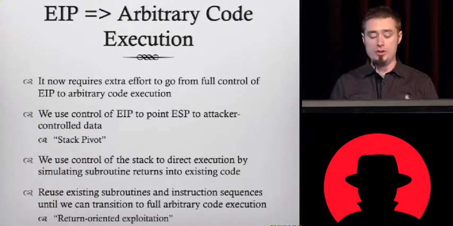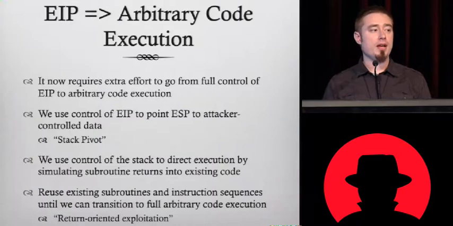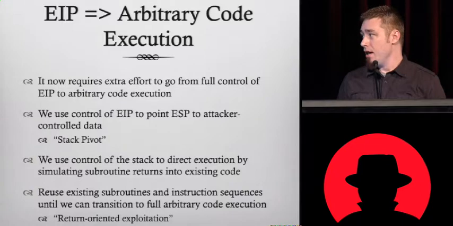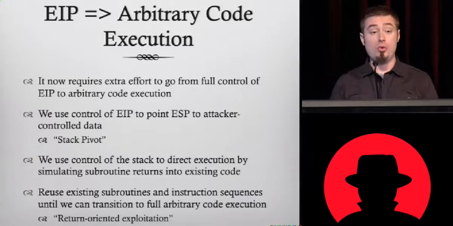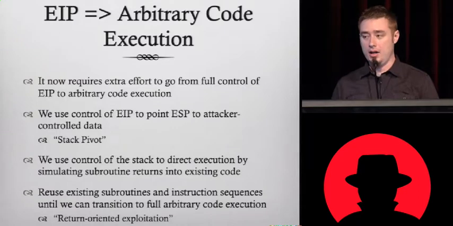So what you need to do is turn EIP control into arbitrary code execution. And so it requires a little extra steps. The first step is the stack pivot. What you're going to do is leverage full control of EIP to get full control of the data pointed to by ESP. And once we have control of the stack data, we're going to use this to control execution to give us enough control to have full arbitrary code execution again. And this is the return-oriented exploitation step.